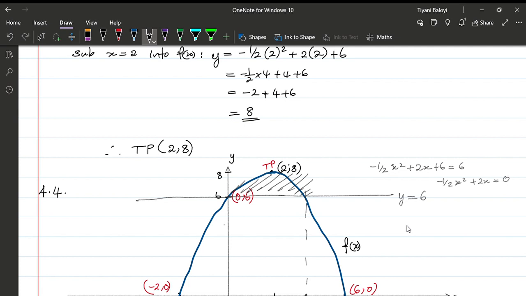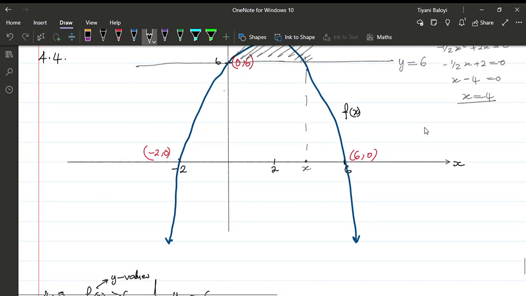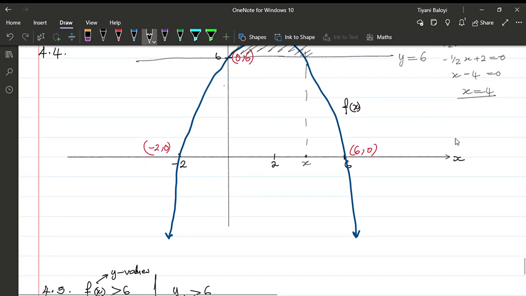Factor out x, divide by it, you will have 1 over 2 x plus 2 is equal to 0, and then you multiply the whole thing by minus 2, you will have x, and then 4 is equal to 0. Therefore the value is x is equal to 4, right? You can do this very, very fast. So our value here is x is equal to 4.